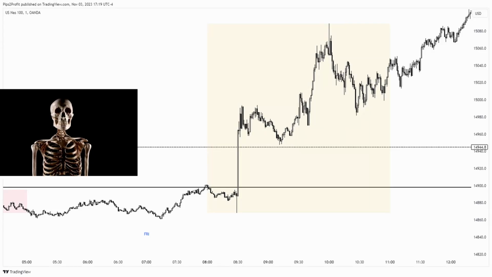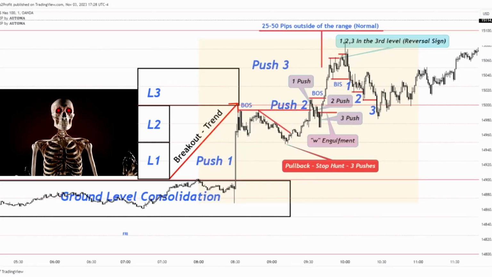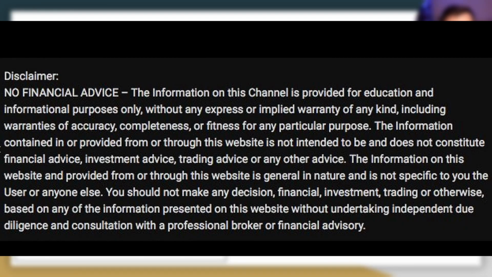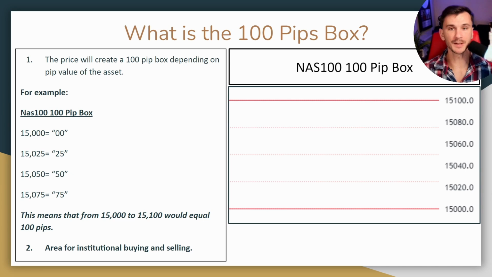Looking at a chart, sometimes it can be extremely difficult to figure out what the market is trying to accomplish. But I'm about to give you a tool that is not only extremely accurate, but can be used every single day. And that tool is the 100 pip box. Depending on the pip value or the tick value of any given asset, there is going to be a box that creates a 100 pip box.